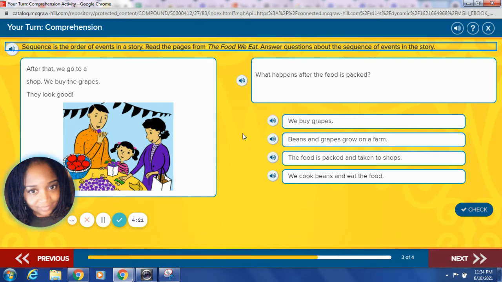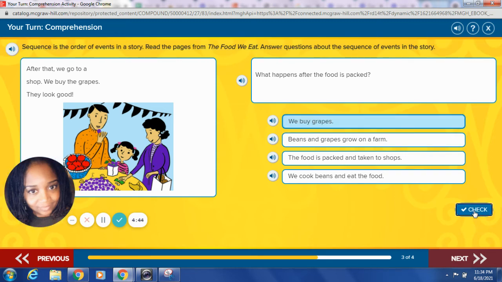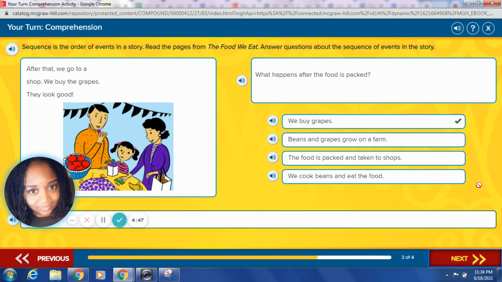That sounds pretty good, don't you think? Let's read the others just in case. You never know. Beans and grapes grow on a farm. They talk about beans and grapes growing? Nope. The food is packed and taken to shops. I think we did that already, right? We cook beans and eat the food. They say anything about cooking? So like you said, I think that first choice is the best choice. We buy grapes. Let's see. Good job. All right. You guys are on a roll. All right. Let's do our next one.